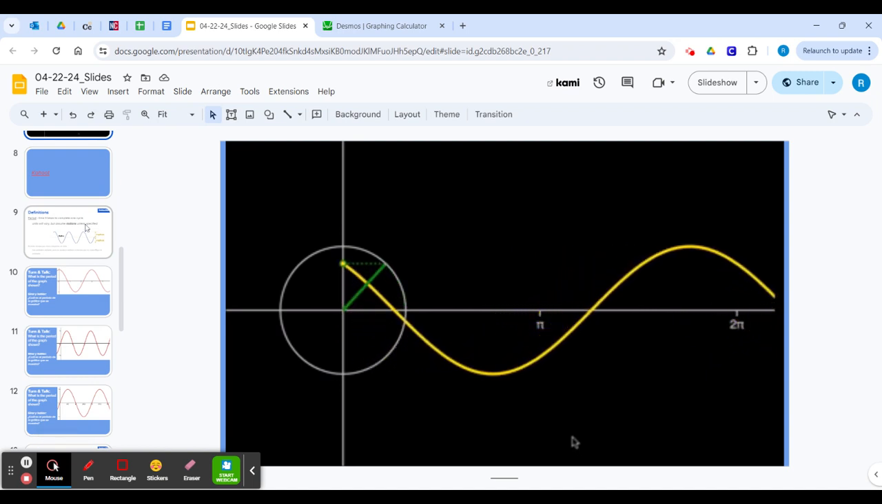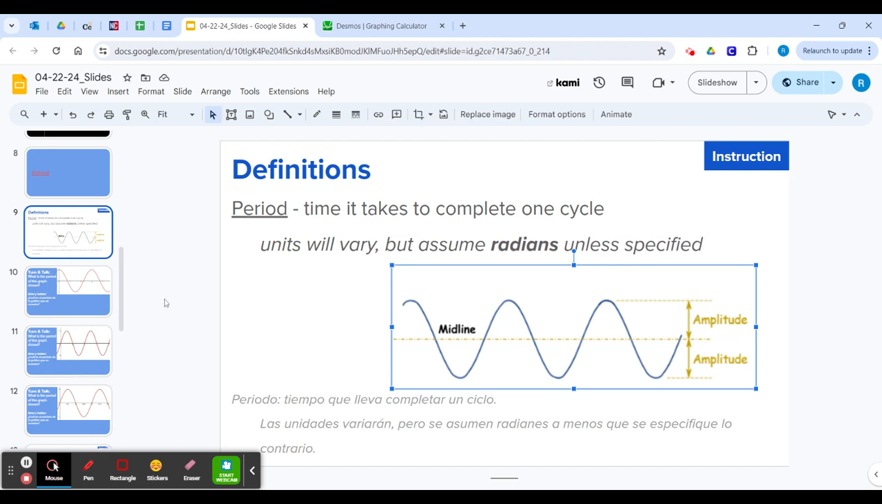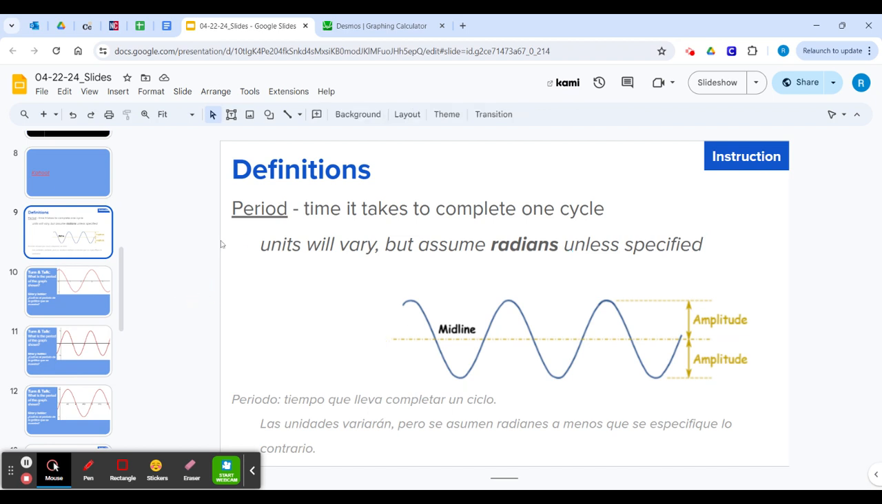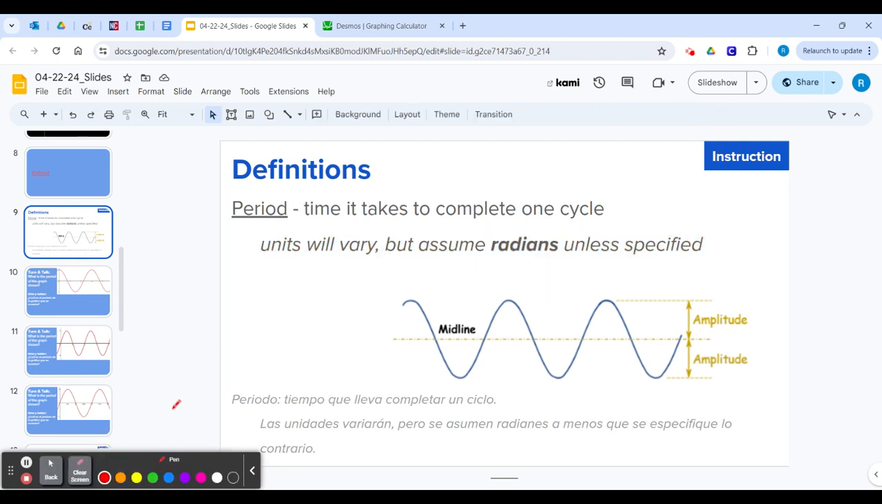We are going to define the word period. We handled midline and amplitude the other day. Period is going to be the time it takes to complete one cycle. The units are going to vary depending on the context of the problem, which we'll see tomorrow. But we should assume that we're dealing with radians unless it's otherwise specified.